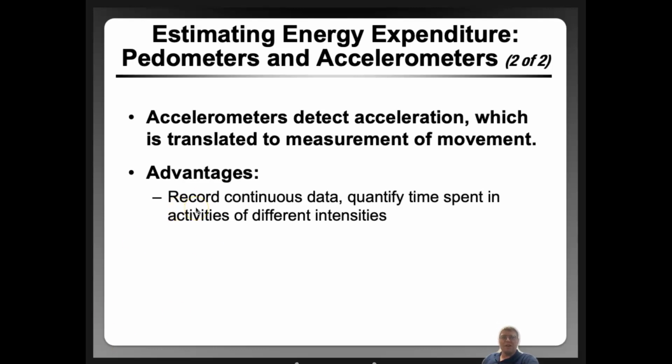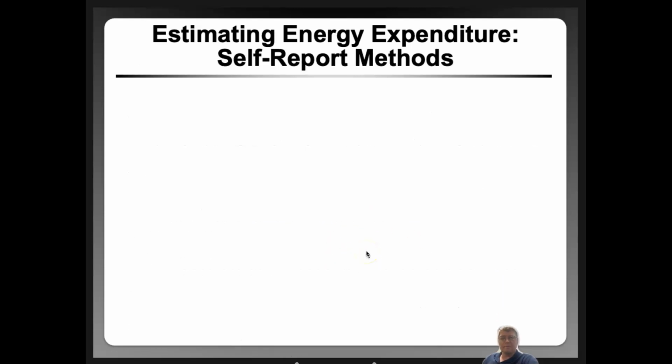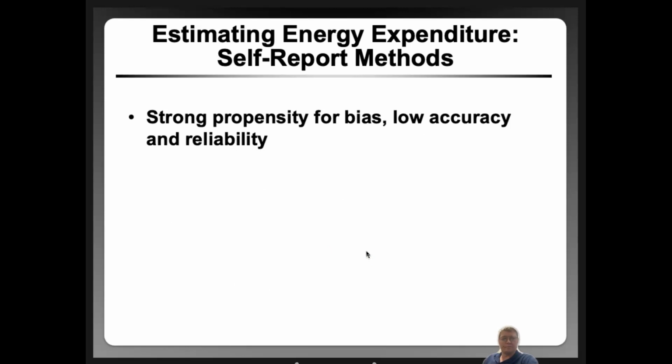So it records continuous data, quality time spent in different activities and different intensities. So you can actually get a little bit of different intensities with an accelerometer. Again, inaccurate when you're not moving is the main thing that's wrong with it.